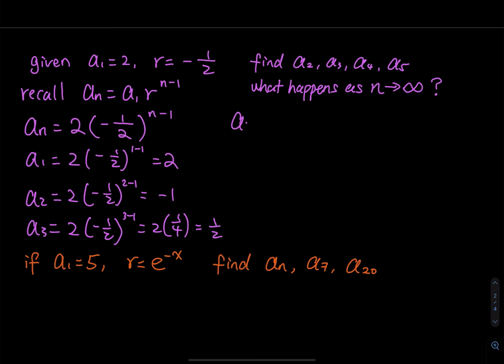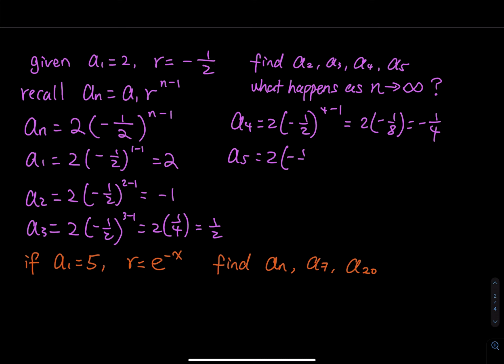And then the fourth term, you have 2 times negative 1 half. Basically, you are changing the exponents only. So switching the common ratio to negative 1 over square root of 2 shouldn't change much. And then this is a third power, so 2 times negative 1 over 8, which is negative 1 over 4. And then the fifth term, you have 5 minus 1, so the fourth power is 16. So 2 divided by 16 is 1 over 8.